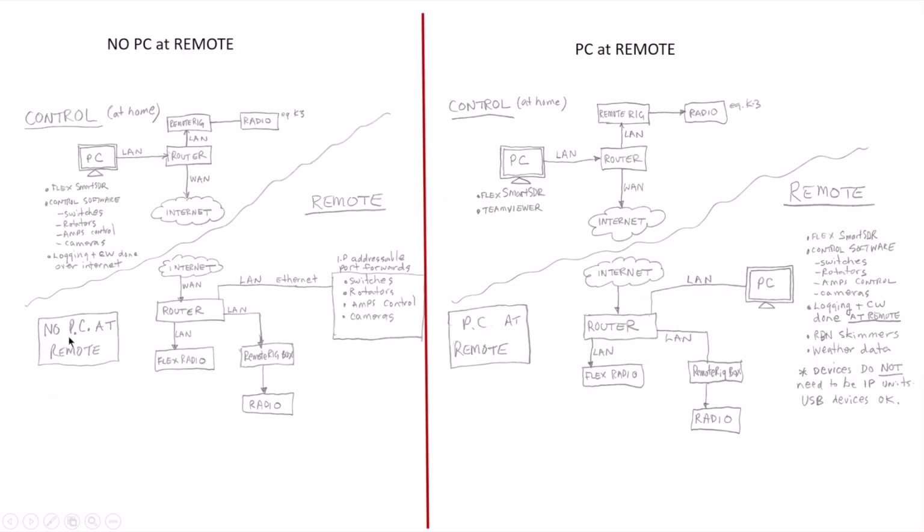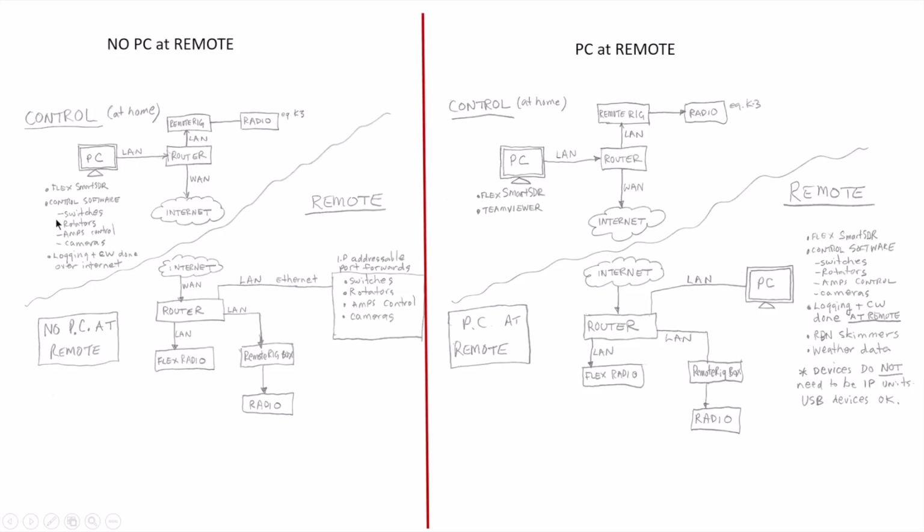On the left is a very common system where there is no PC located at the remote. Okay, there's no PC there at all. And what's done, of course, is at the top is the control station. Okay, this would be you at home. You have an internet connection, connecting the WAN to your router, and connected to the router through the LAN is your PC. On that PC, if you're a Flex user, would be your Flex SmartSDR software.